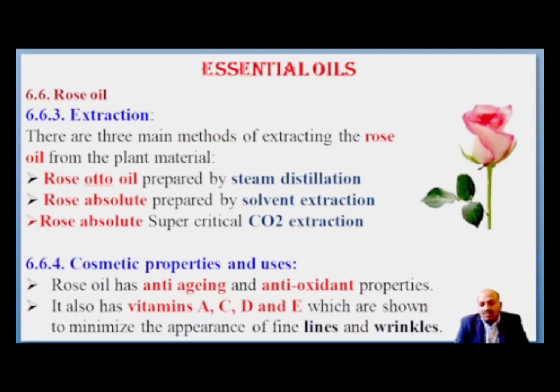Extraction of rose oil. There are three main methods of extracting rose oil from the plant material. That is, rose otto oil, rose absolute, and rose absolute. Rose otto oil can be prepared by the steam distillation method, and rose absolute can be prepared by the solvent extraction method. And the same rose absolute can also be prepared by the supercritical CO2 extraction method. This is about the methods of extraction of rose essential oil.